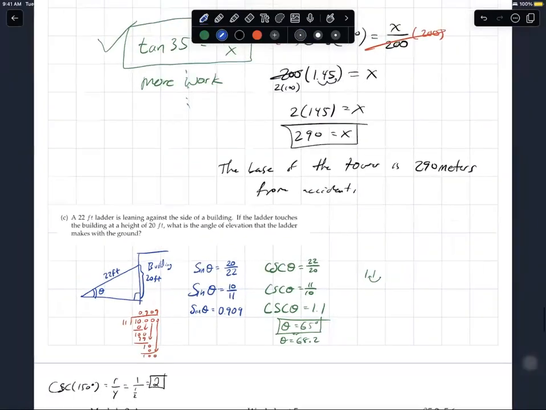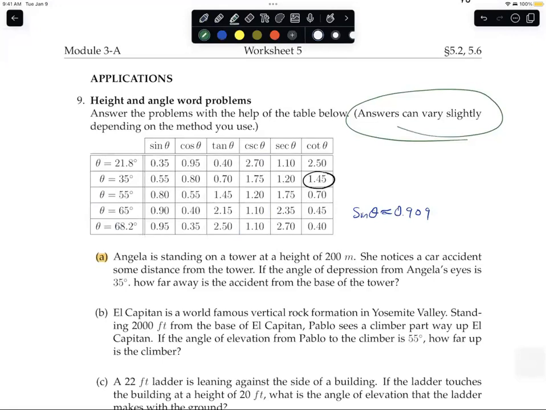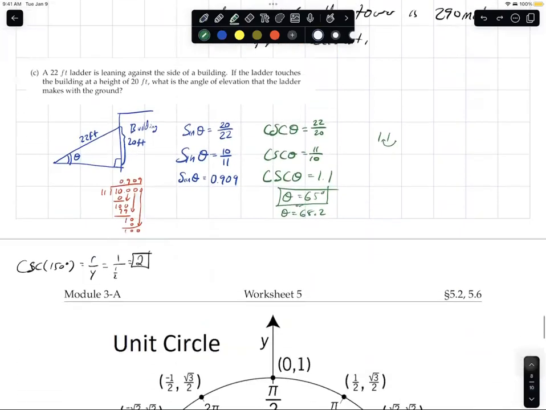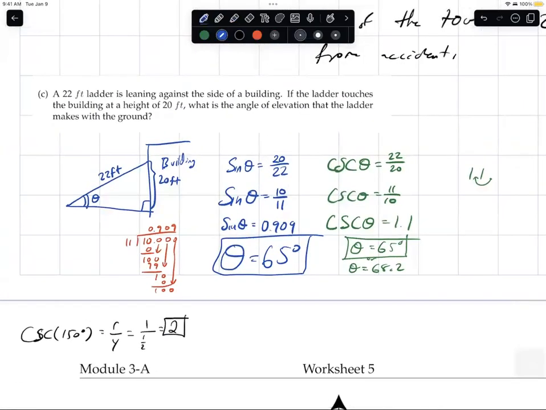And so we go back to the chart and look for an angle that has a sine of approximately 0.909. 65. Notice that that one narrows it down. This one here is close to 0.909, but not as close. So we would choose the closest of those two, which is 65 degrees. So this tells us theta equals 65 degrees.